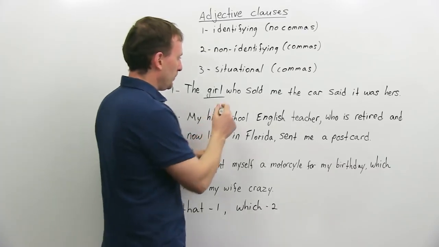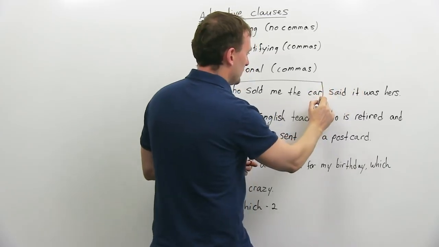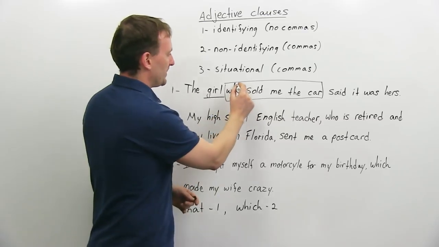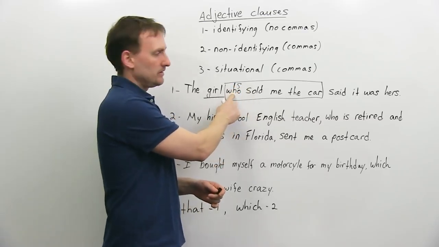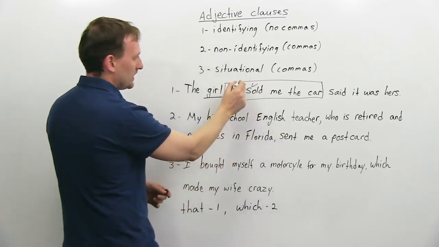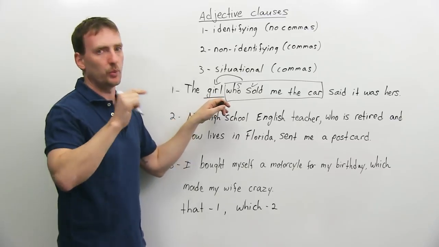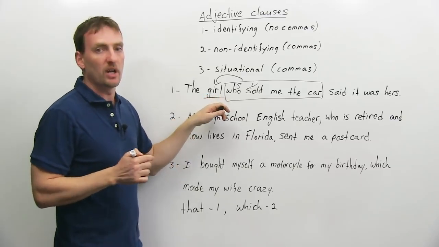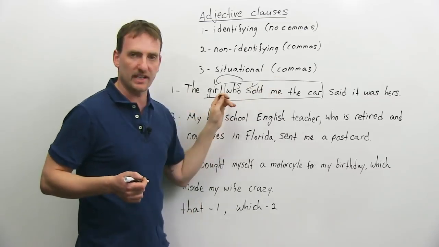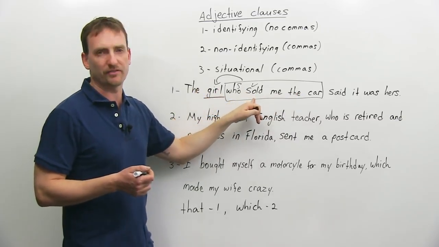So that's why we have "who sold me the car." This is an adjective clause. We have the subject. So in adjective clauses, this can also be the subject and the verb. Okay. It is telling you something about the girl. It is telling you specifically which girl you're talking about. So now I know. In the next sentence, when you say the girl, if you're still talking about the same girl in the same situation, you don't need to give me an identifying clause.